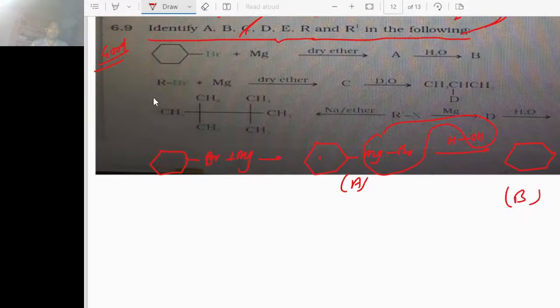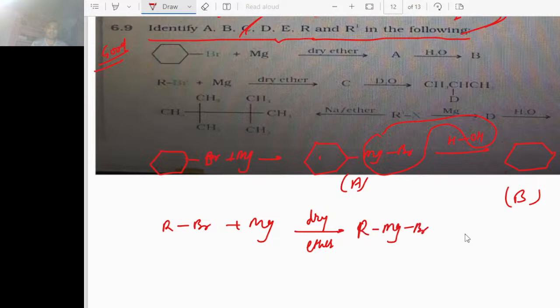These things we have done. Now another case is there: RBr, you are treating with the magnesium, student, and here you are taking the dry ether. So again it is going to give the Grignard reagent RMgBr. This compound is going to be C. Now treat with the D2O, student. D2O is heavy water. So what is going to happen, student? RD plus Mg, here will be OD, and here will be the Br.